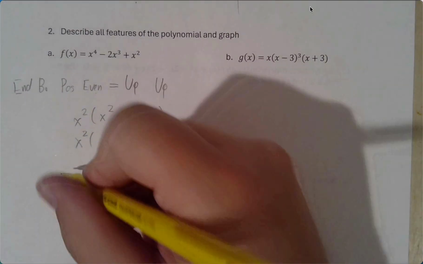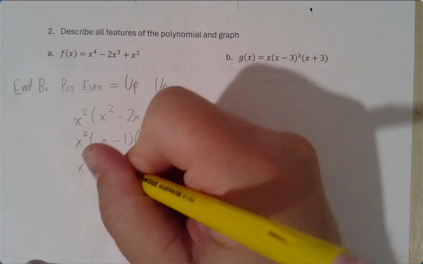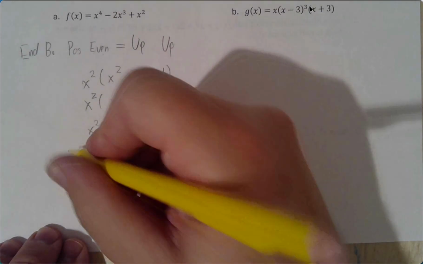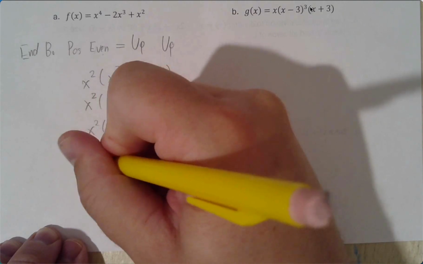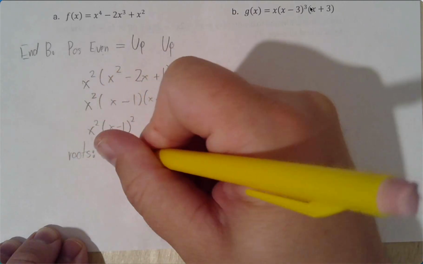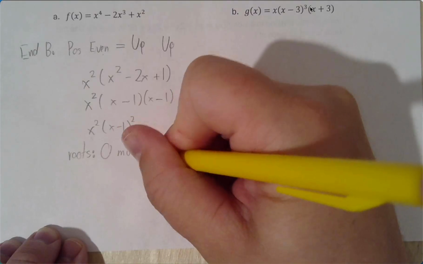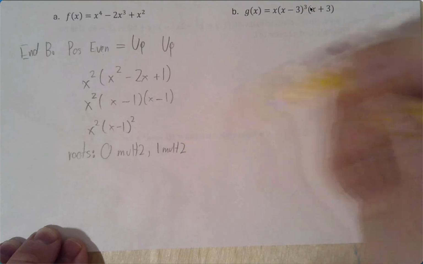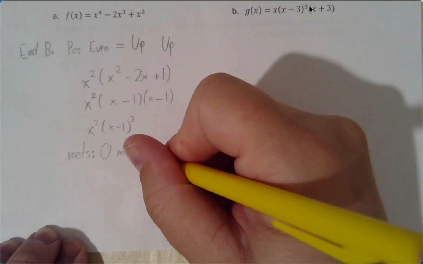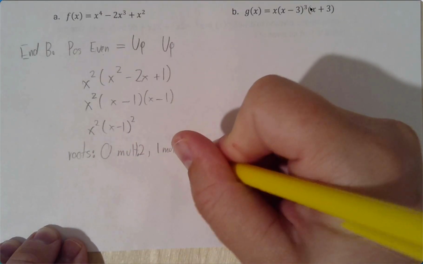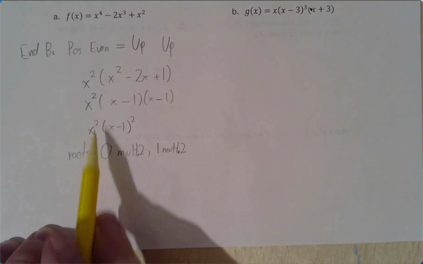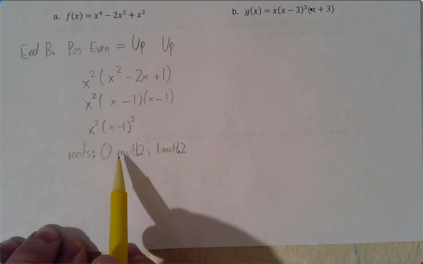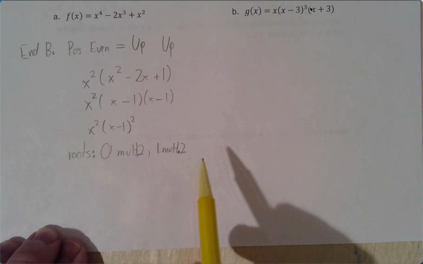So now, how do I write this? Well, it's actually x squared and then x minus 1 squared. And so now I know my roots. My roots are 0, multiplicity 2, and 1, multiplicity 2. And in other words, I now know that at my roots 0, because that's what I plug in to get 0 for the whole thing, and 1, I know that my graph is going to turn around at those endpoints.